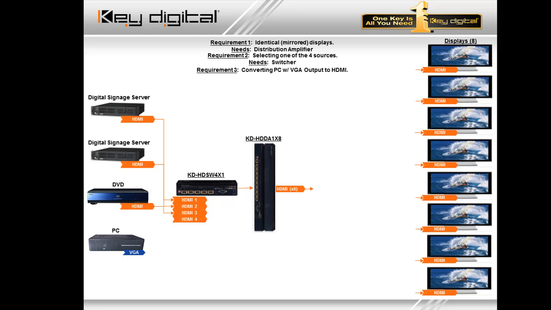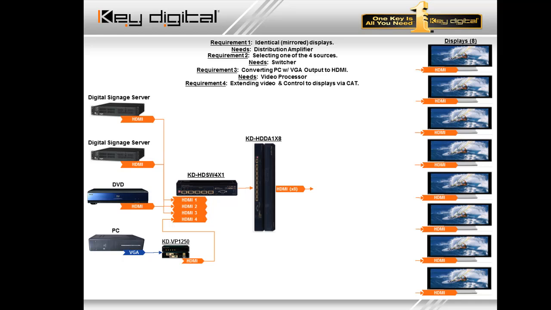And requirement number 3, converting that PC to VGA, with VGA to become an HDMI source, is going to require our KD VP1250. Now that we've gone in VGA to the 1250, we can go out HDMI, feeding that 4x1, making it one of the 4 selectable sources.